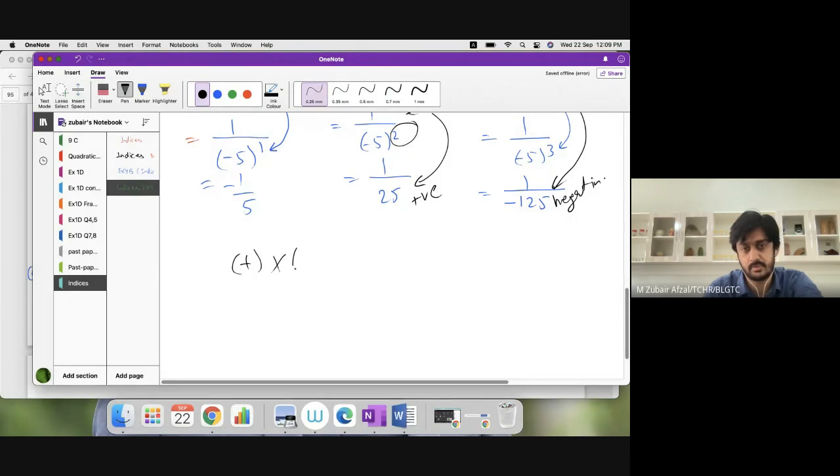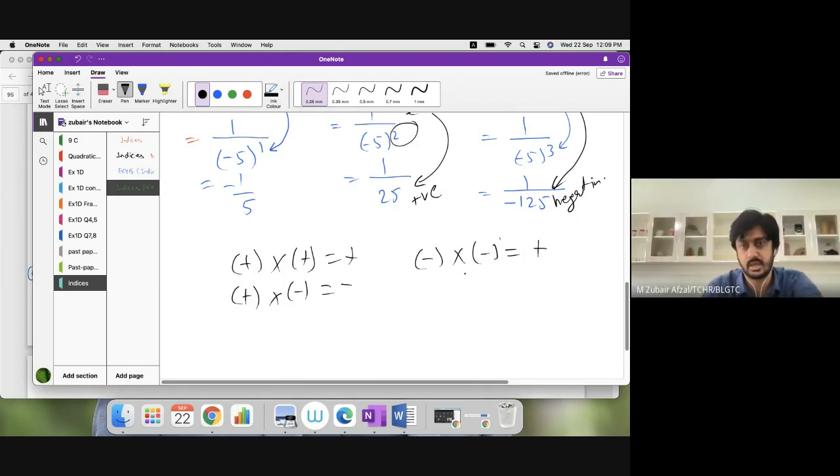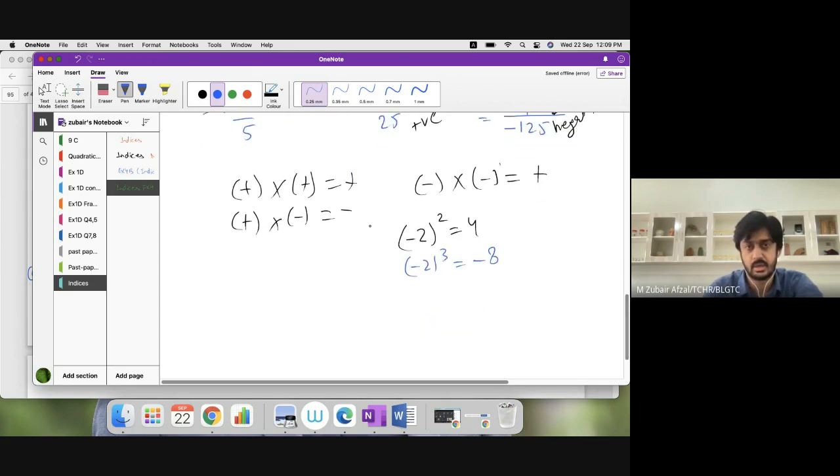Positive multiplied with positive, you get positive. Positive multiplied with negative, you get negative. But when negative is multiplied with negative, the answer is positive. So when the negative signs are even, the answer is positive. For example, -2 raised to power 2, answer is 4. If we have -2 raised to power 3, the answer is -8. If we have -2 raised to the power 4, the answer is +16. Is it clear now? Why didn't I change the sign for negative? Because the power was 1.